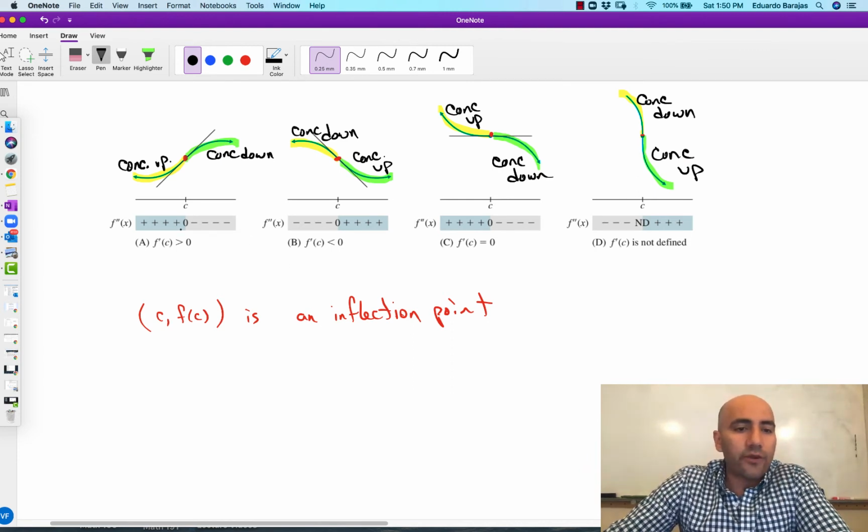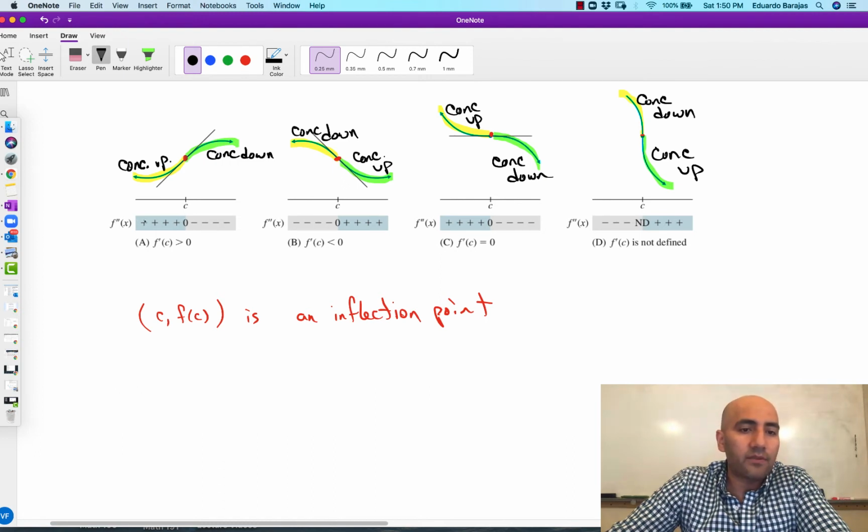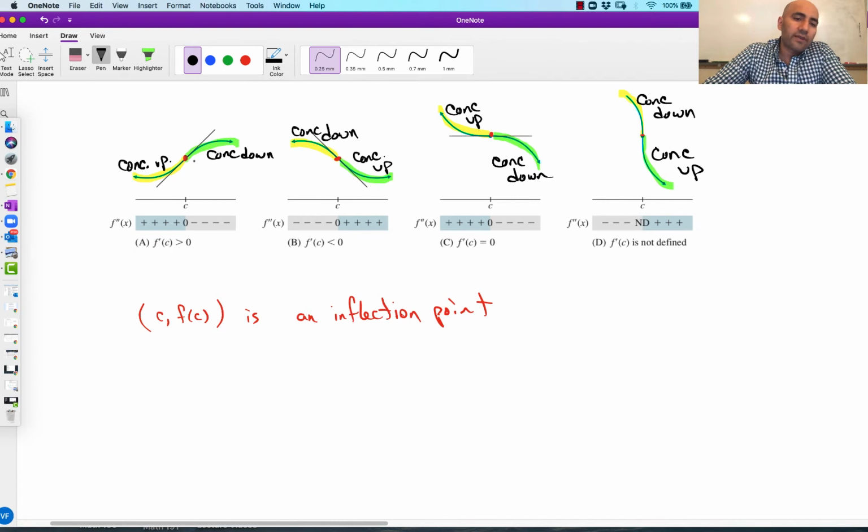Good. And if we look at the underlying derivatives given here, this is an example where the second derivative is positive to the left of C and negative to the right of C. That's why we have concave up to the left of C, concave down to the right of C. So here we have a case where the first derivative, the slope of the tangent line, is some positive slope, right? That's what this means. This means that this guy has a positive slope.